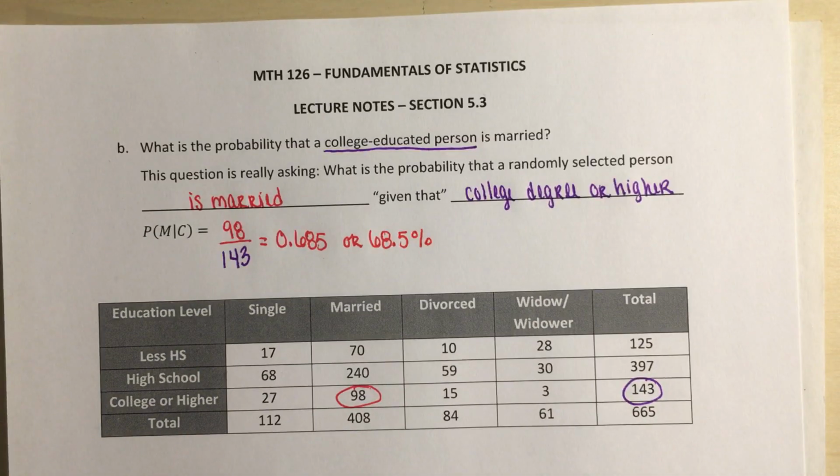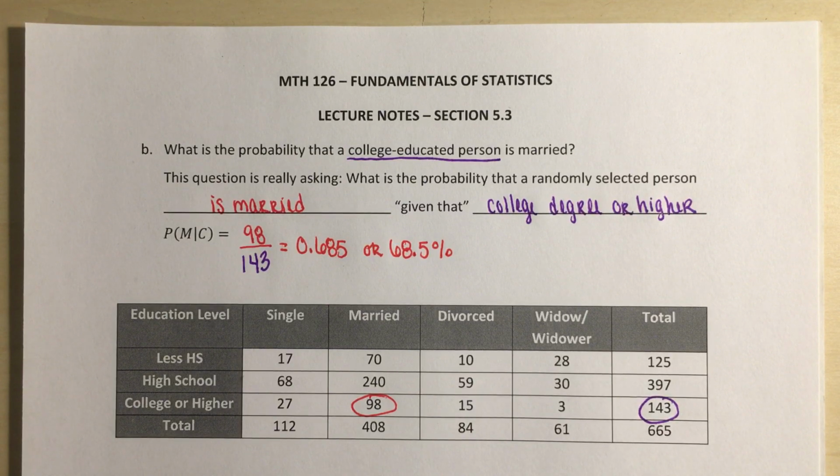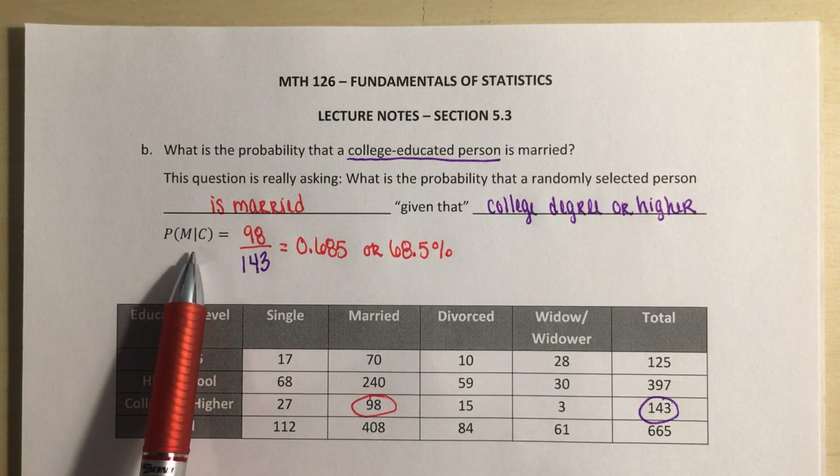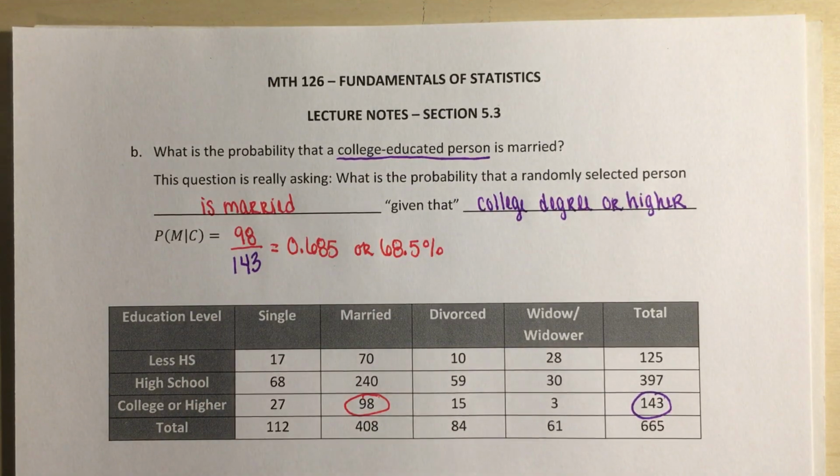So it was a conditional probability because we restricted our group to those students that were college educated. That is what we were given. And our notation here shows that: the probability that a person is married given that they have a college degree or higher.